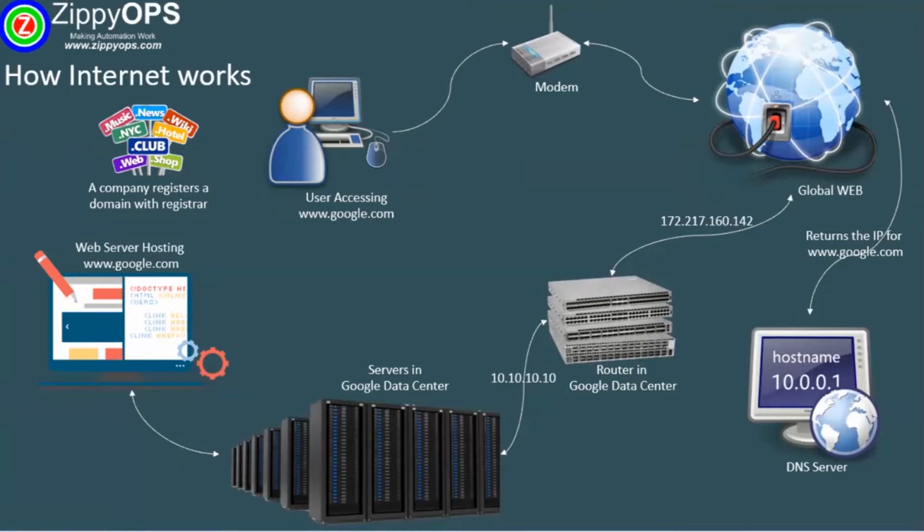The IP is 172.217.160.142. Let's say my network got the IP address. So how will my router know that this IP address is sitting in Mumbai or Delhi? That is one of the questions which will come up. I got an IP address, and how will I know whether this machine is available in Delhi or Mumbai?